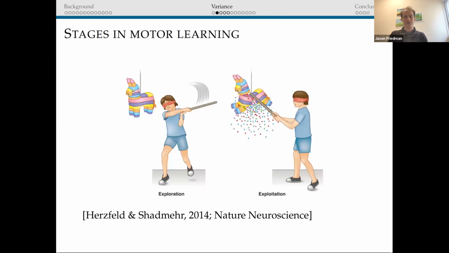This is from a review from a few years ago on motor learning, talking about the different stages in motor learning. At the beginning, we have a more exploration stage where we don't know how to do the task in the best way, and so we try lots of different ways of doing the task. In terms of variance, we expect to have a lot of variance at the beginning. Then once we get better at the task, we get to the exploitation phase where we know how to do the task, and so we have much less variance and we focus on doing the task well. We don't have no variance, but less variance at this stage.